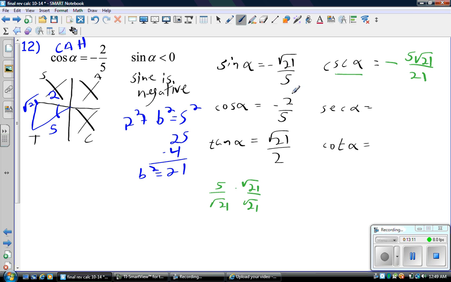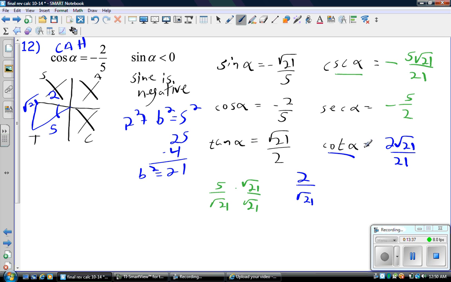By the same logic, flip this. That's a real easy one, obviously. Negative 5 halves. Flip this, and I'll go another color for the cotangent. If you flip this, you'd have 2 over root 21. If you rationalize it, you get 2 root 21 over 21. And there's all your values.